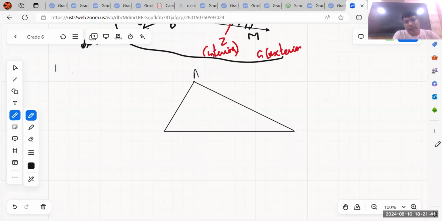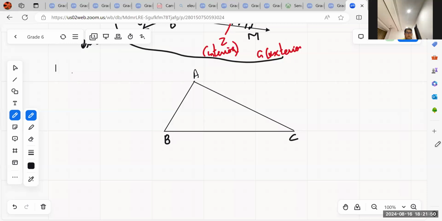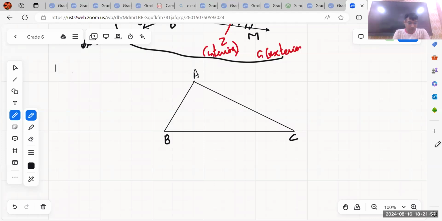Okay, so every triangle we give a name: A, B, C, D, E, F, P, Q, R, M, N, O, whatever you want to give. Yes, sir. Guys, 1 second, let me check on Ananya. We'll continue.